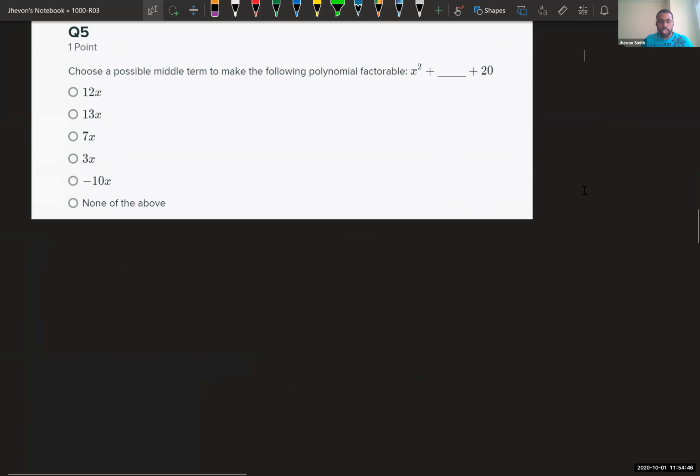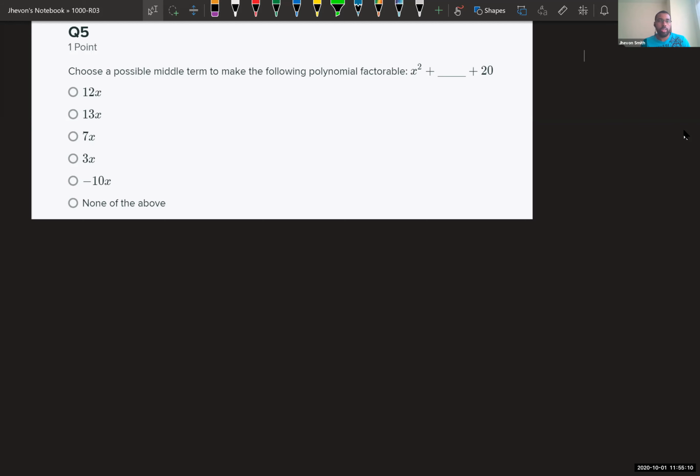How would you make sure that this thing factors? Choose a possible middle term. Now, there are a couple ways that you could go about this. You could actually just do a process of elimination, just try all of them and see if you can factor. But there are other ways as well. But maybe that's going to be the way.